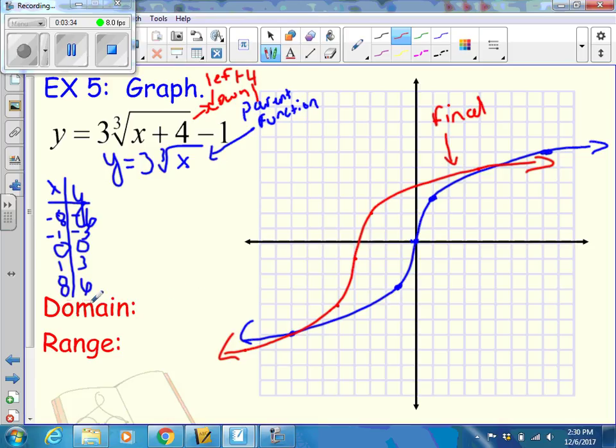Now what I need to do is find the domain and range of our red function, or the final function. Now if you look here, my x values, I hit all of the negatives and all of the positives. Because of that, I get negative infinity to positive infinity. And then range, I do the same thing. I hit all of the negatives and positive y values. So that's also negative infinity to positive infinity. So here's my domain and range of my final function.